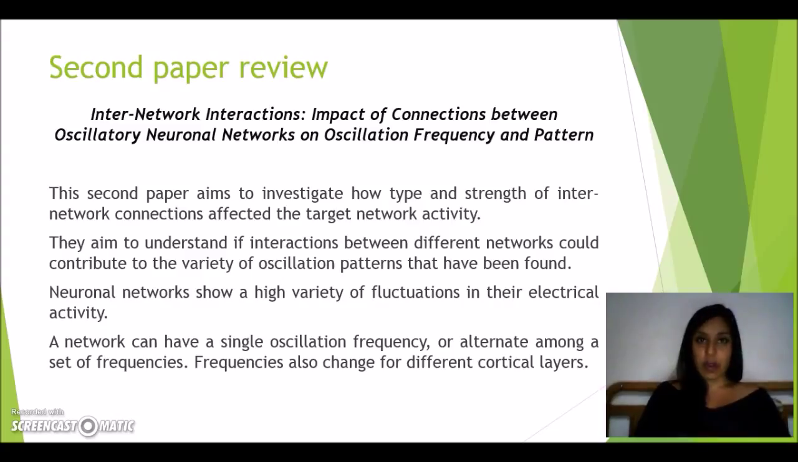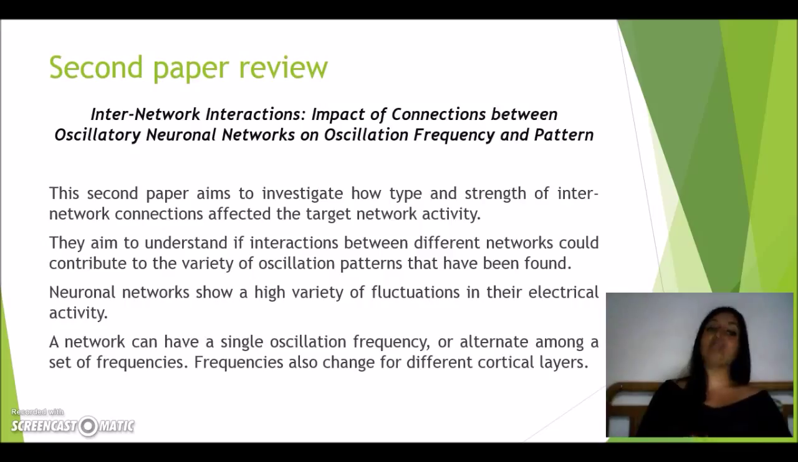Now, the second paper that we're going to review is called Internetwork Interactions, Impact of Connections Between Oscillatory Neural Networks on Oscillation Frequency and Pattern. So what we have here is basically a paper on frequency variations instead of amplitude variations. This second paper aims to investigate how the type and strength of inter-network connections are affecting the target network activity. They aim to understand if the interactions between different networks could contribute to the high variety of oscillation patterns that have been found.